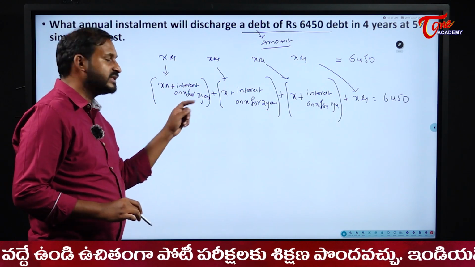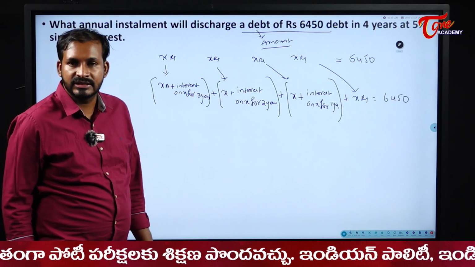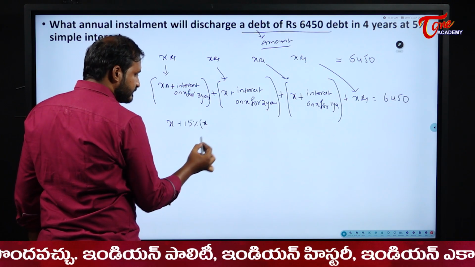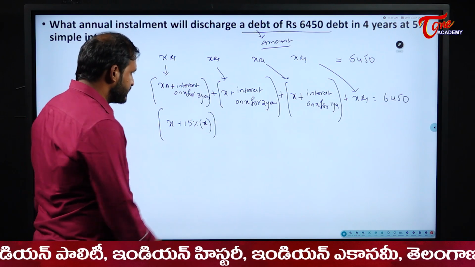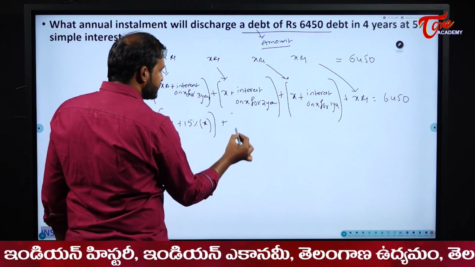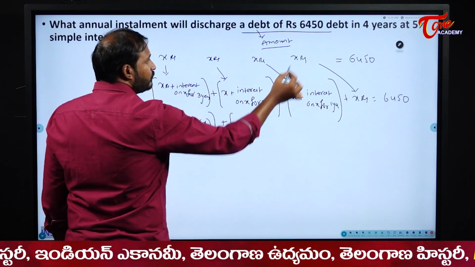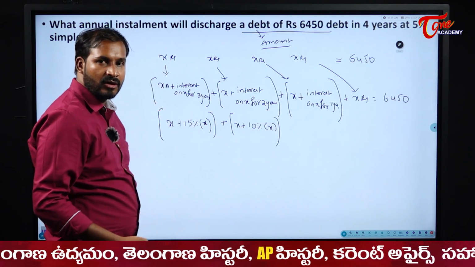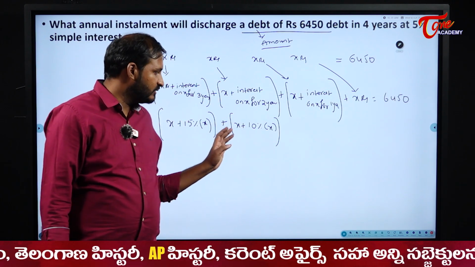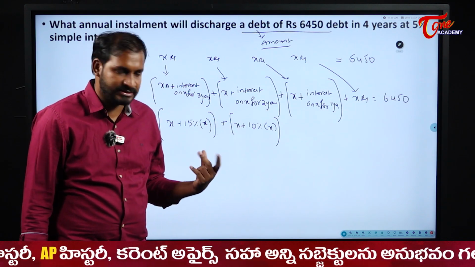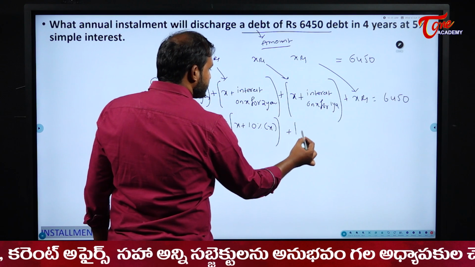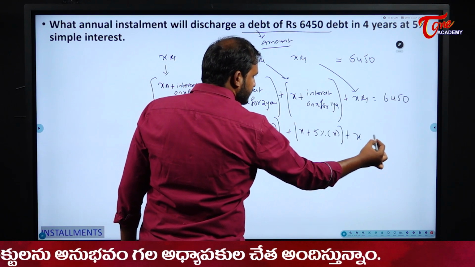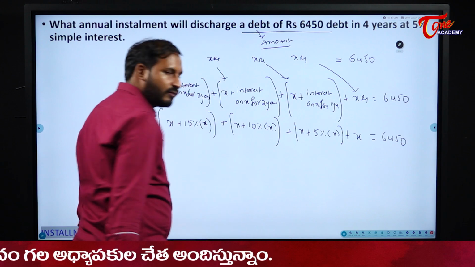Now, x rupees plus interest on x for 3 years. Rate of interest is 5%, time period is 3 years. TR means what, students? 15%, right? That means x plus 15% of x, plus x plus, for 2 years, T is 2, rate of interest is 5, it becomes 10% of x. Students, those who have not watched the simple interest and compound interest video, please watch them so that you will have a clear idea why I am writing this 15%, 10% and all those things. Plus x plus, T is 1, 1 into 5, 5% of x, plus x, that is equal to 6450.